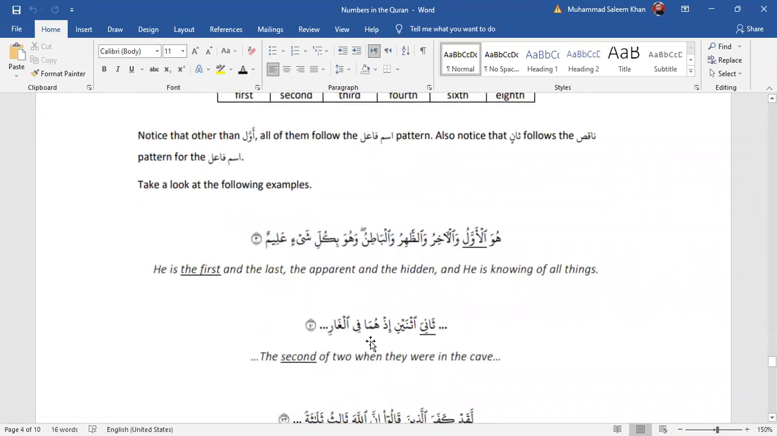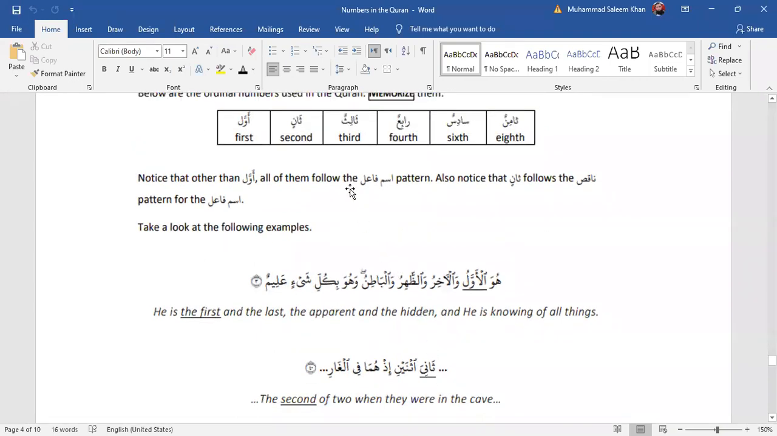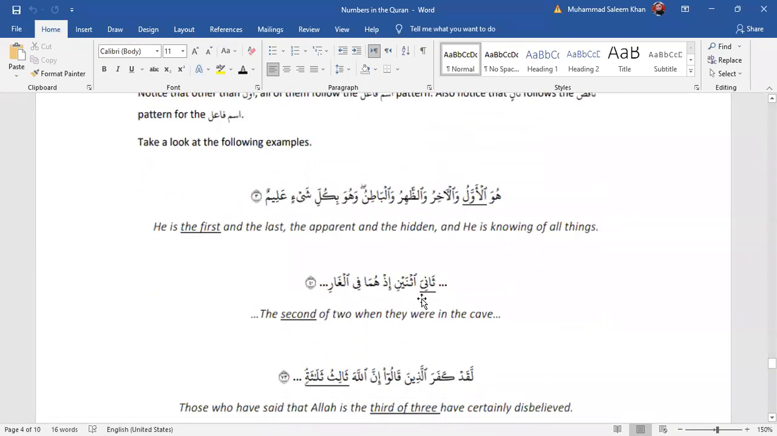Thani ithnayni idh huma fil ghar, the second of two when they were in the cave. It's thani, basically thanin, as we can see here, number two. But if you remember, when it is used as mudaf, then the ya comes back. The ya returns, so it's used as mudaf. So that's why it is ithnayni.